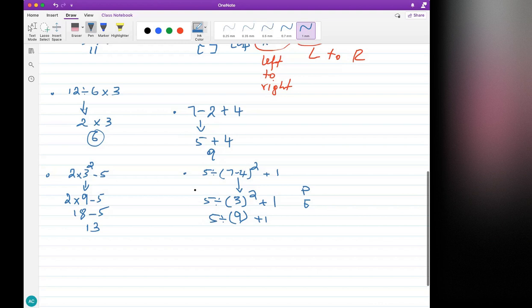Unfortunately, we don't want to have a fraction, so to make things convenient, we're going to turn this into 45, just so we don't run into fractions. And now we have division, addition. We're going to do the division first. What's 45 divided by 9? It's 5, plus 1, and finally that's 6. So we did the division here. Finally, the addition.